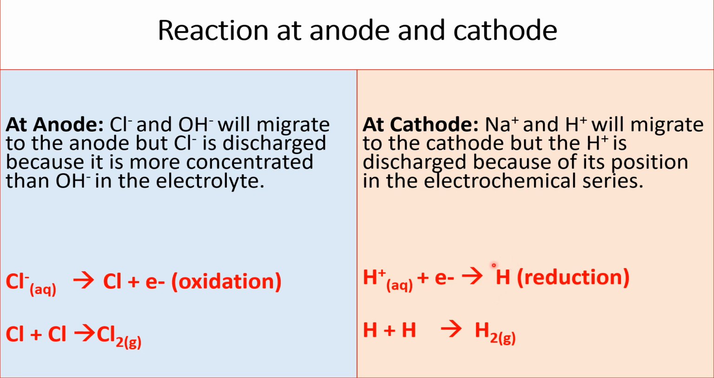But hydrogen cannot be represented as ordinary H in any chemical equation because it's diatomic. So two neutral hydrogen atoms will pair up together to form hydrogen gas. So at cathode, in the electrolysis of concentrated sodium chloride, hydrogen ion is discharged, but hydrogen gas is liberated.